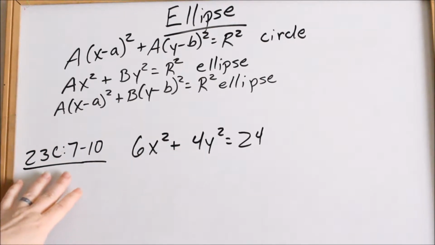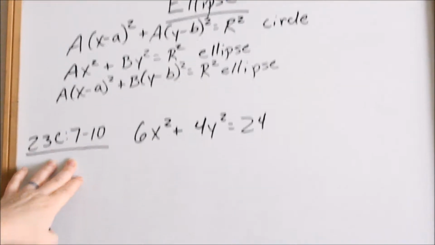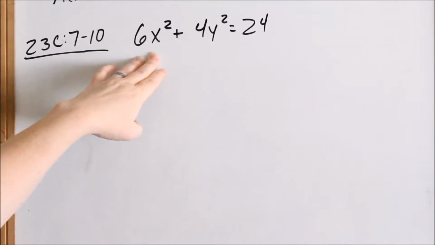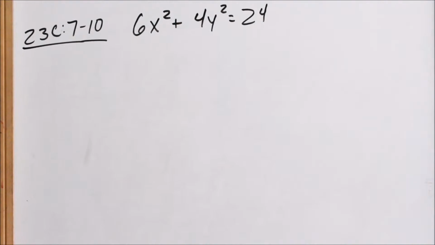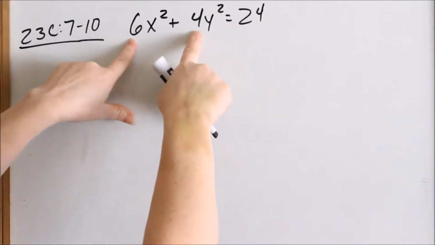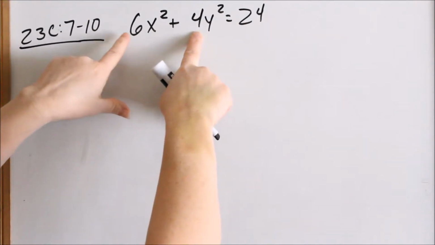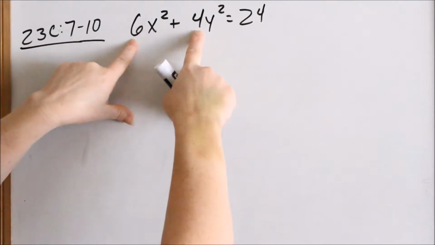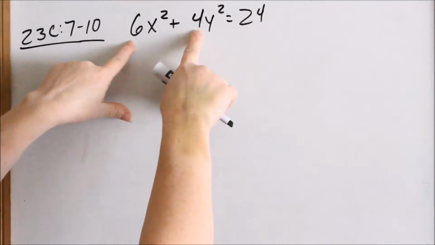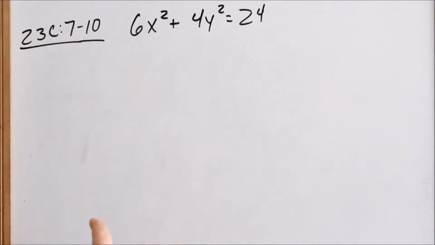So let's look at 23C, 7 through 10. You have this equation here: 6x squared plus 4y squared equals 24. I know it's an ellipse because my coefficients are different. If this was a 6 and a 6, then it would be a circle. Or if they were both 4s, it would be a circle. But because the numbers are different, then it's an ellipse.